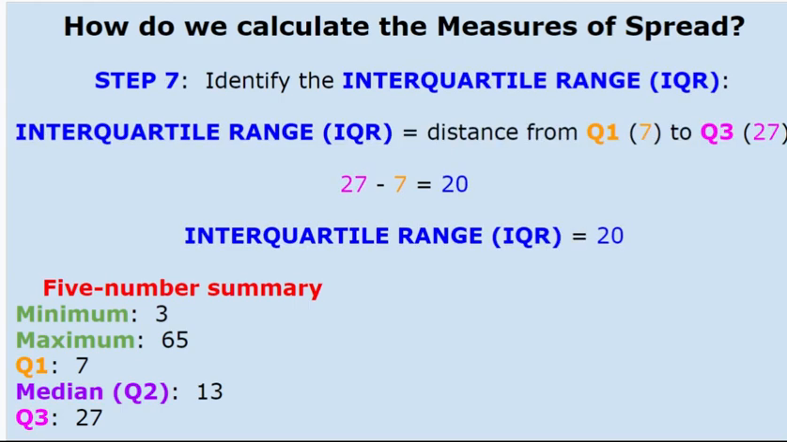In step 7, we identify the interquartile range, or IQR. This is the distance from Q1 to Q3. Since we identified Q1 as 7 and Q3 as 27, we simply subtract. 27 minus 7 gives us an IQR of 20. The distance from quartile 1 all the way to quartile 3 is 20. We've identified our measures of spread. We have a range of 62 and an IQR, or interquartile range, of 20.